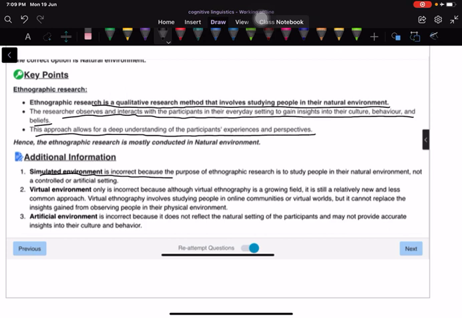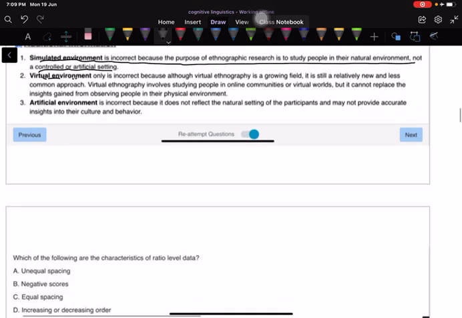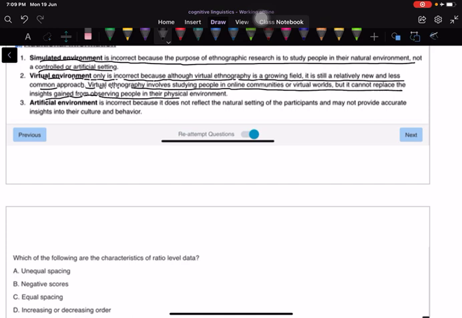Simulated environment is incorrect because the purpose of ethnographic research is to study people in their natural environment, not a controlled or artificial setting. Virtual environment only is incorrect because although virtual ethnography is a growing field, it is still a relatively new and less common approach. Virtual ethnography involves studying people in online communities or virtual worlds, but it cannot replace insights gained from observing people in their physical environment. Artificial environment is incorrect because it does not reflect the natural setting of the participants and may not provide accurate insights into their culture and behavior.